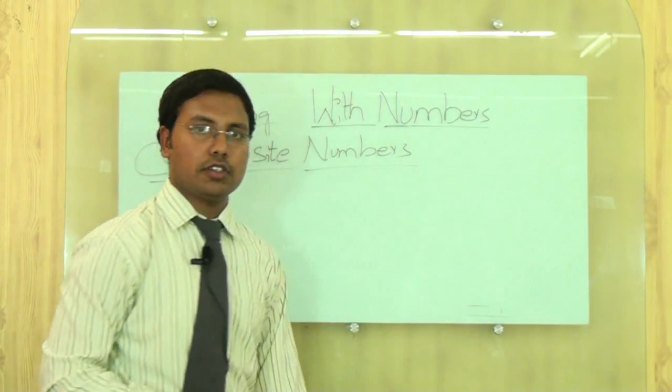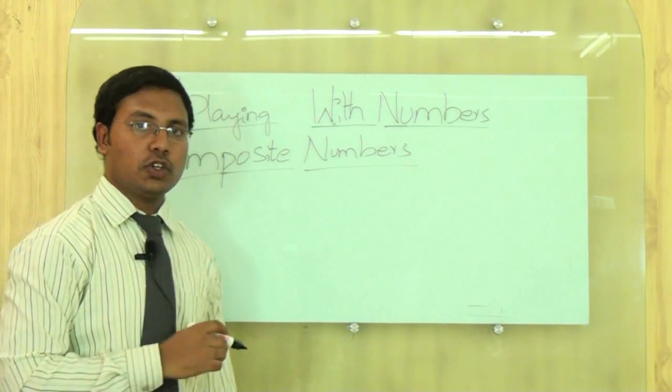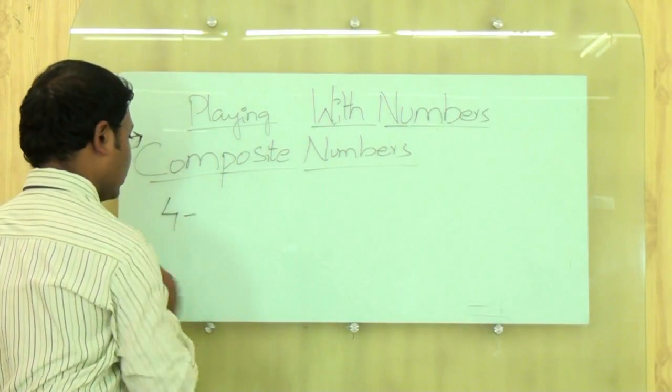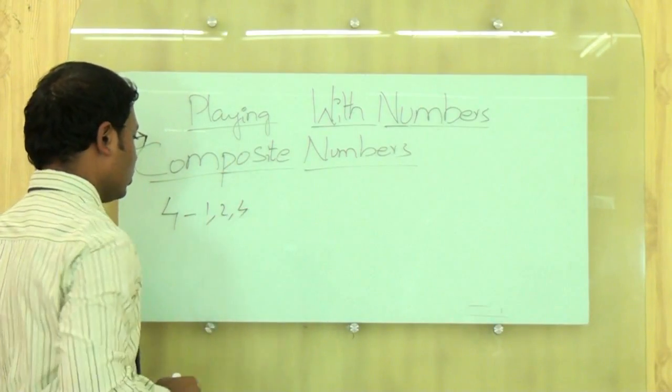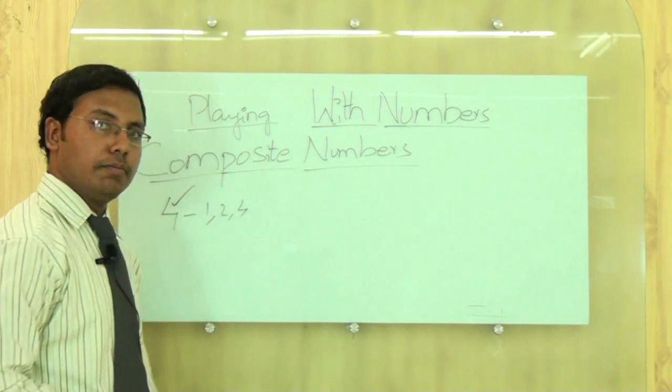These composite numbers are exactly opposite to the prime numbers. That means it should consist of more than 2 factors. As 4 consists of 3 factors, that is 1, 2 and 4. These are the 3 factors for 4. Then 4 is called a composite number.